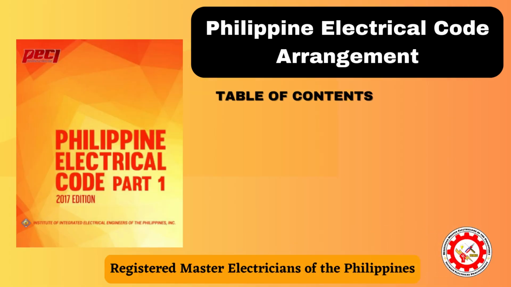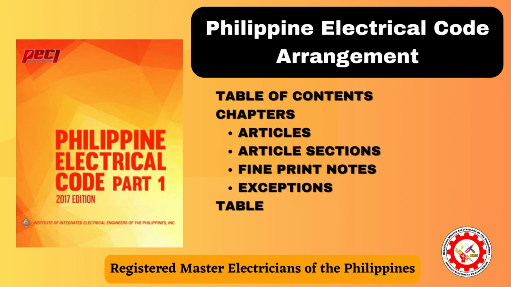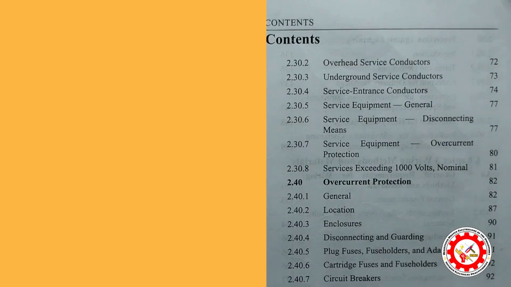Philippine Electrical Code arrangement. The PEC is arranged from table of contents, chapters. Under the chapters are articles, article sections, fine print notes, exceptions, and tables, appendix, and index.